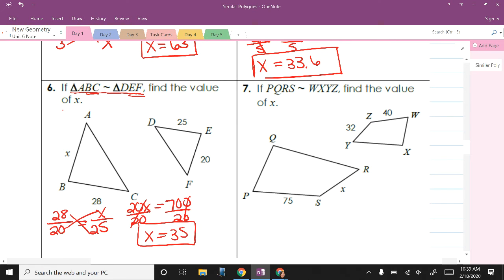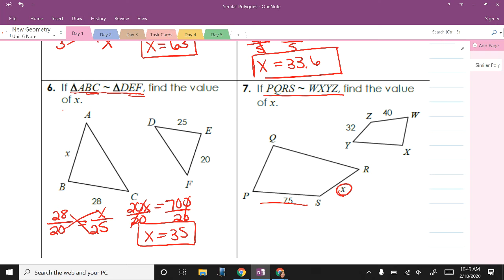Okay, on number 7, they gave us 2 quadrilaterals, and we have a similarity statement. Okay, and we're looking for x. Now, we're looking for this little side x. We're not looking for angle x. Y'all see the difference? Okay, they use lower cases for segments and capitals for angles. Now, what's a pair of corresponding sides where we know both of them? Yeah, because PS is the only side I know over here, and PS is first and last, corresponds with first and last over here, which is WZ, which is 40.